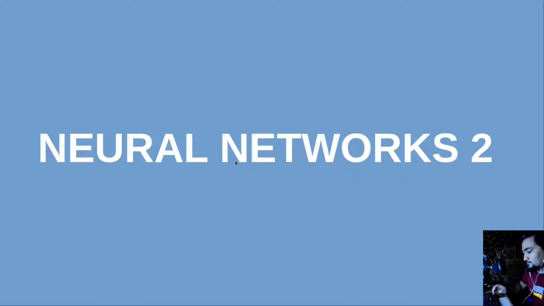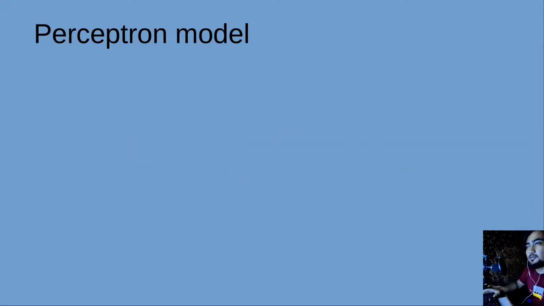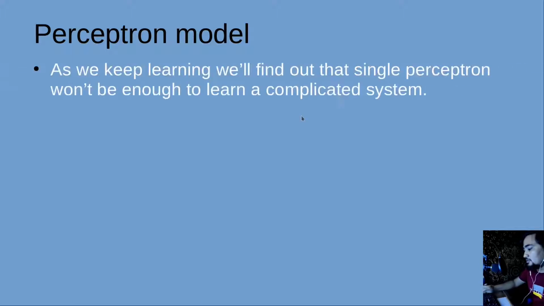Network part 2. So let's move on to the topic. The model that we discussed before in our previous video was the perceptron model. If you want to build a complicated system, then a single perceptron model, that is a single neural network, won't be enough to learn a complicated system. So we'll need a multiple perceptron model or a deep neural network.